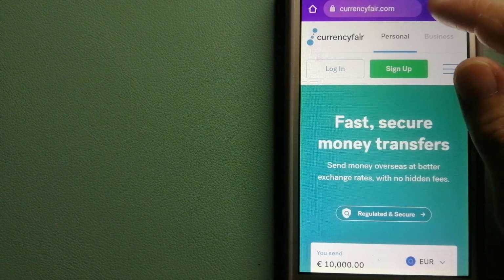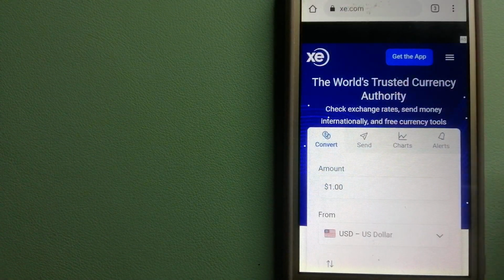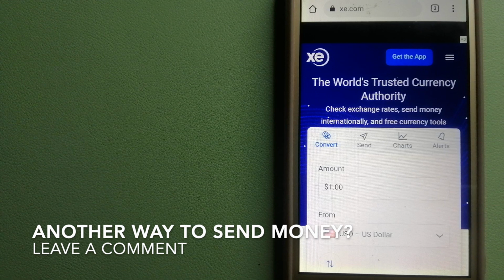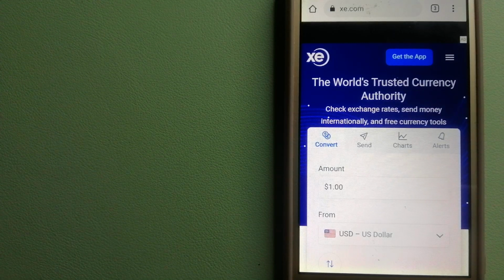The third option is XE Money Transfer. This is an online money transfer company that offers a cheaper and faster way to send money internationally. As a trusted and seasoned name in foreign exchange, they could be a good option for your international money transfer.